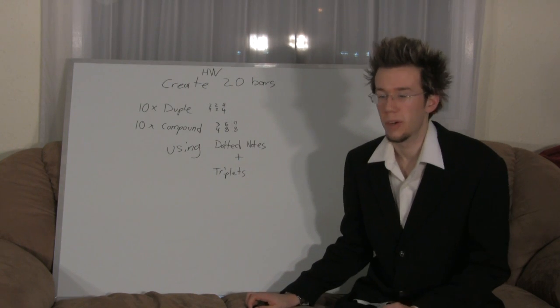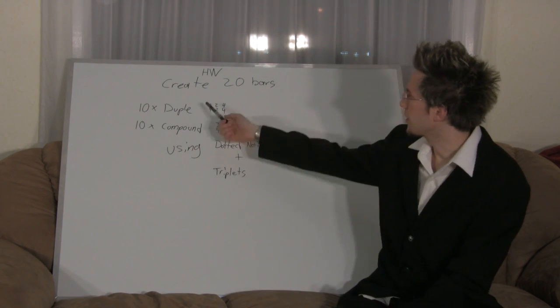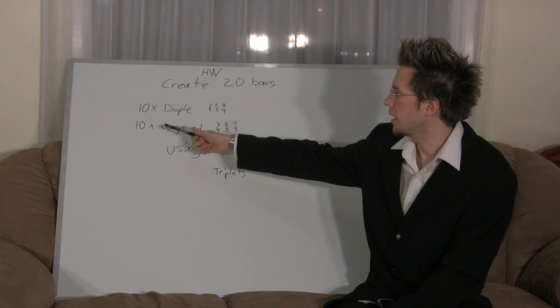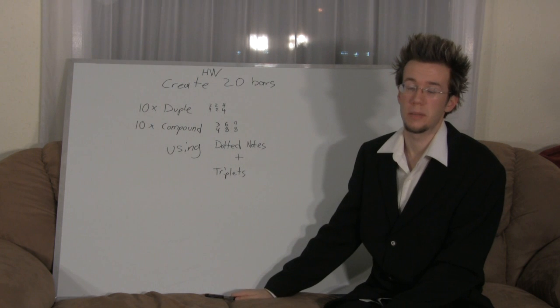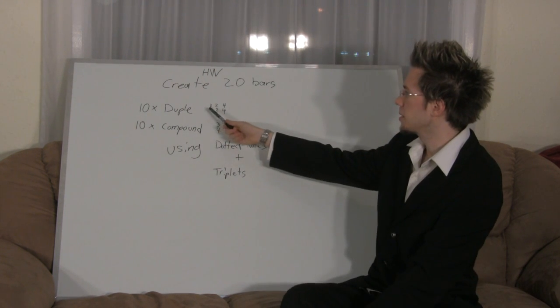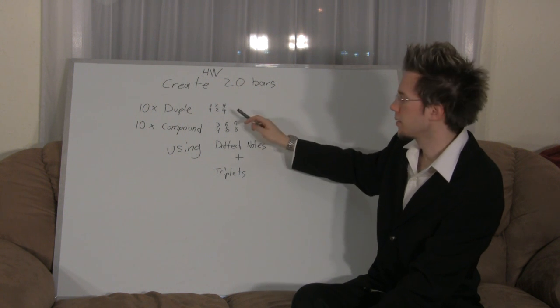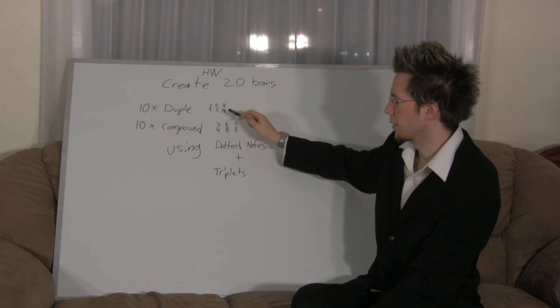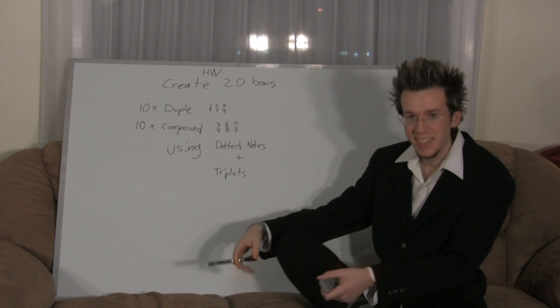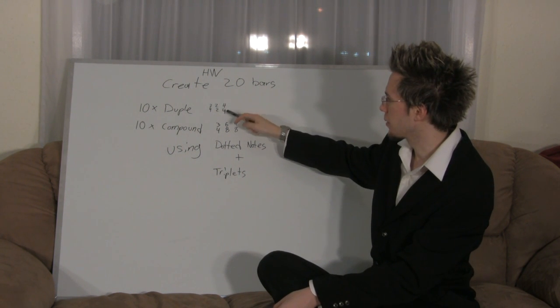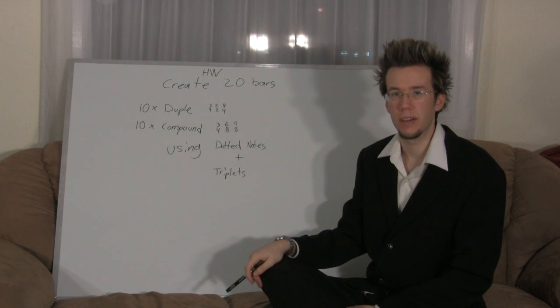Okay, so for your homework, this is what you're going to do. You're going to create 20 bars. You're going to do 10 in duple time signatures and 10 in compound time signatures. So duple time signatures you could use are 2-4, 2-2, or 4-4. Now 2-2 and 4-2 are exactly the same.